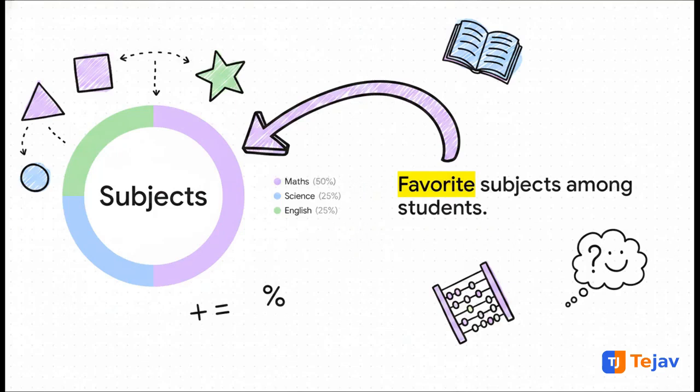Tool number 3 is the pie chart. These show data as slices of a circle, which makes them absolutely fantastic for visualizing percentages and proportions of a whole. Let's say we asked a class their favorite subject, and exactly 50% said math. Well, half of that entire pie chart would be one giant slice for math. You instantly see how the parts make up the whole.